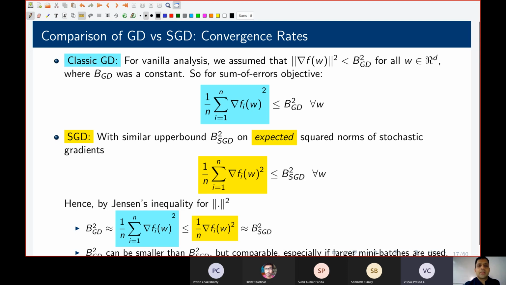I think a norm is missing everywhere here. I don't know how that got missing. I don't know if the color has made it go missing. Okay, so now you see the parallel for the upper bound b square for SGD is now changed, which is on the expected squared norms of stochastic gradients. That's the only difference.